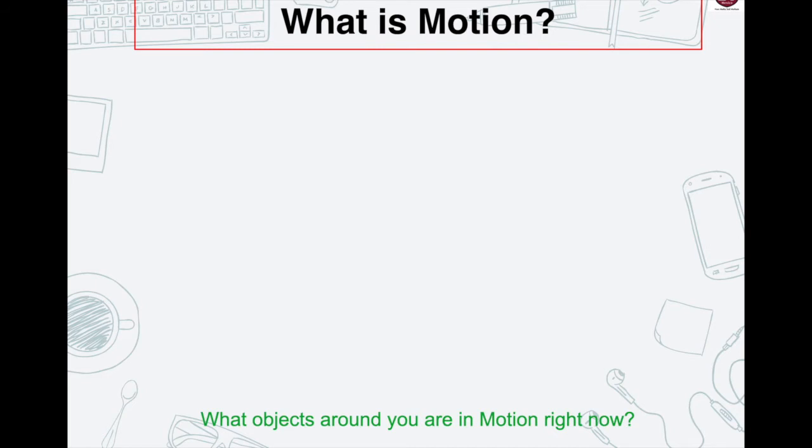What is motion? Now I'm going to ask you a question at the beginning of this slide and at the end of this slide. What objects around you are in motion right now? Have a look around you. Is there anything in motion right now? I'll ask that question again in a minute.